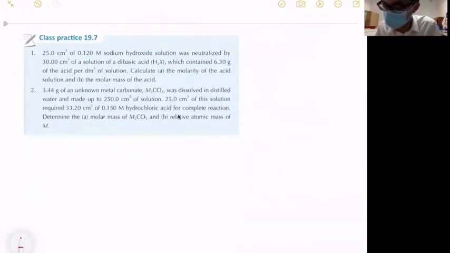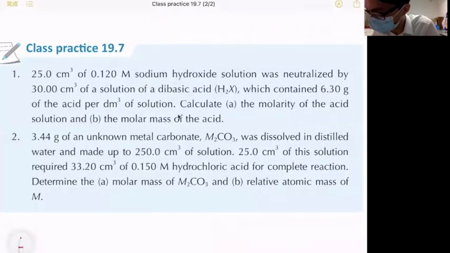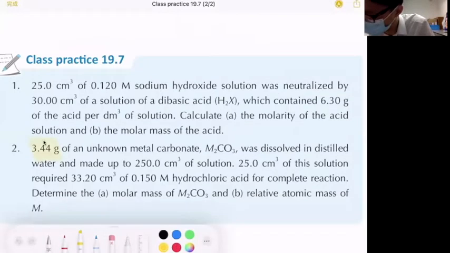So let's continue to question 2. Okay, now we have 3.44 g of unknown metal carbonate, and it is dissolved in water and made up to 250 cm cube. It means that for the volumetric flask, 25 cm cube of solution is withdrawn by pipette and required 33.2 cm cube of 0.15 M hydrochloric acid. And you're asked to calculate the molar mass and then the relative atomic mass.